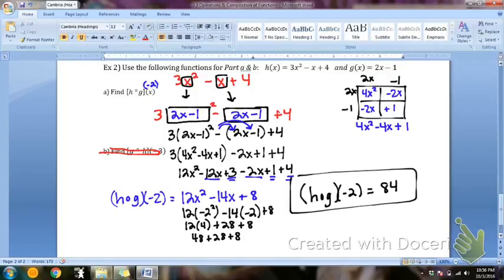Pay attention during your homework, whether you are composing a function like we just reviewed, or if it's like the first half of the notes where you just have to combine like terms. Okay, so pay attention to that. The directions do change, and make sure that when you see the little open circle, you know that it's a composition. Okay?